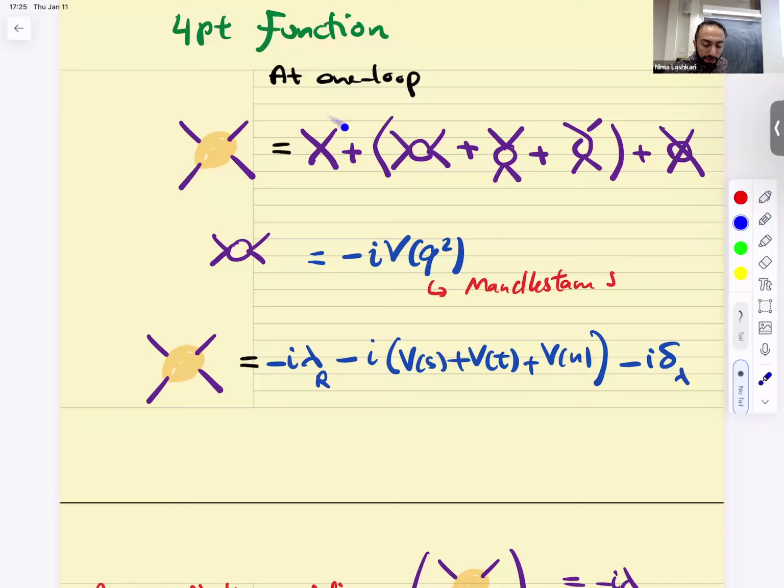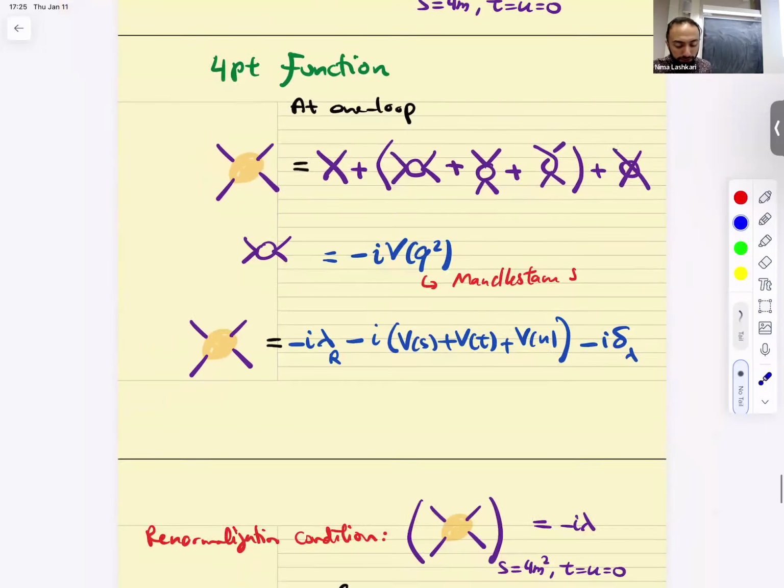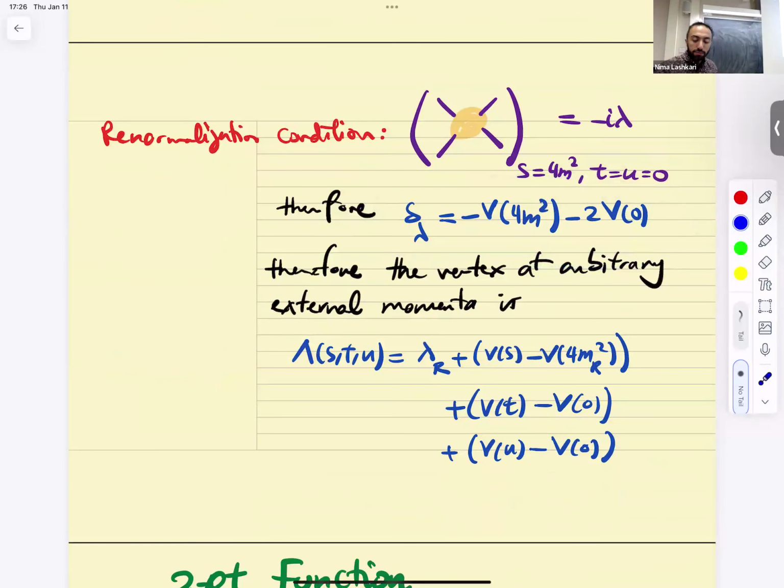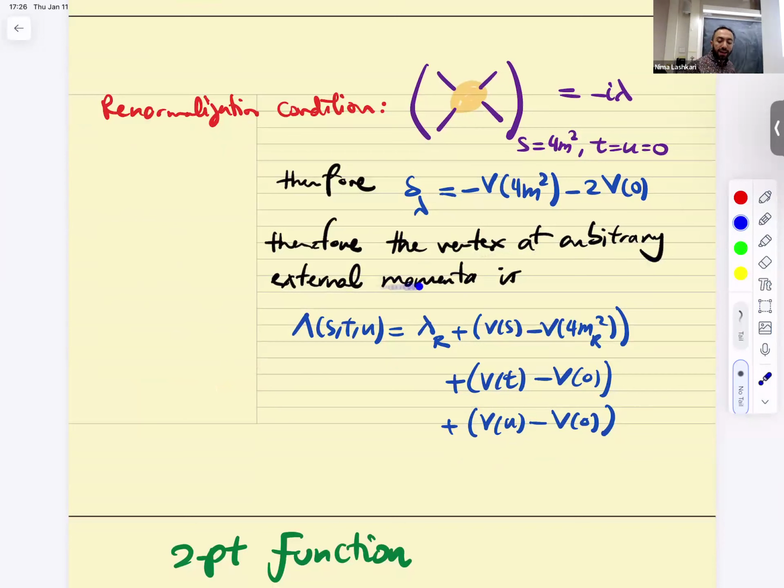So then this is minus i lambda R minus these guys, the s, t, u channels, so minus i delta lambda. Good. So the renormalization condition at one loop becomes this expression equal to minus i lambda. You solve for this and you learn that delta lambda is minus V of 4m squared minus V naught. This fixes for you the vertex at arbitrary external momenta. So you have a way of extracting the divergences. Now you pick the scheme that tells you how your renormalized couplings change as you change the scale mu.